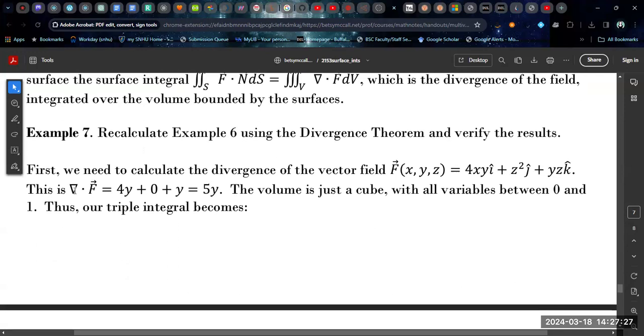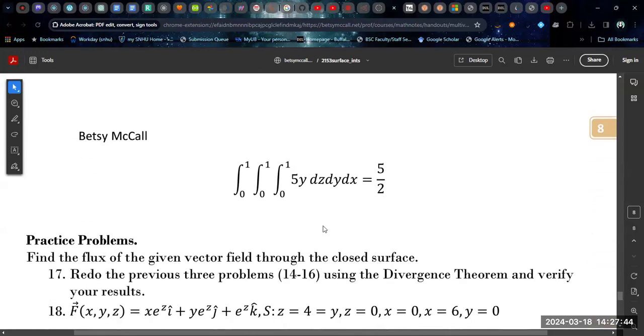So first, we're going to calculate del dot F. We take the partial derivative with respect to x to get 4y. The partial derivative with respect to y, we get 0. The partial derivative with respect to z, we get y. We end up with 5y for our function. The volume is just a cube in the first octant, and so we're just going to integrate from 0 to 1 and 0 to 1 and 0 to 1 of 5y. And when you do all of those integrals, you also get 5/2, which is the same answer that we got from doing 6 different integrals in the previous version of this problem.